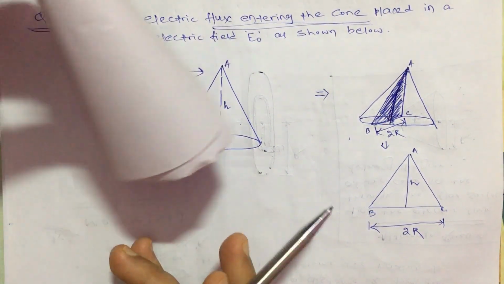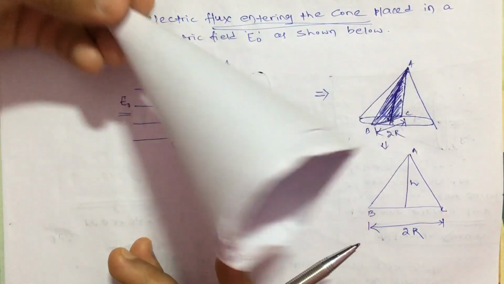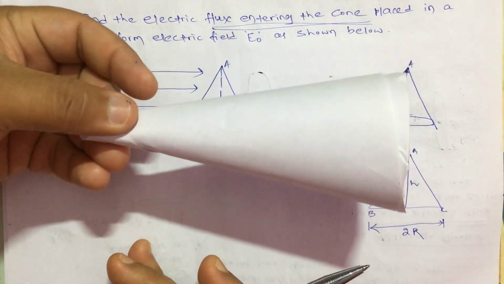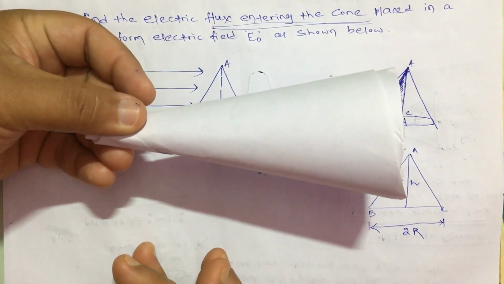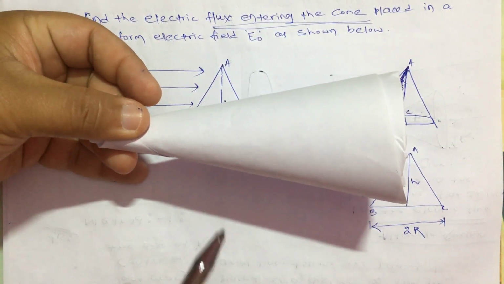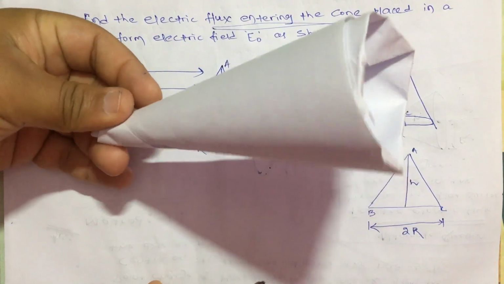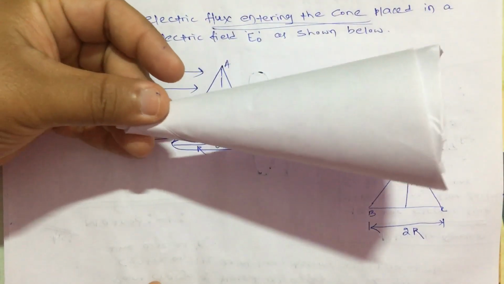Okay, this is a cone, you can see. So if you look from this side, as I am holding it, is it possible that we will see the total cone? You can feel that it is a cone only if I keep it like this. Otherwise it is looking like this.